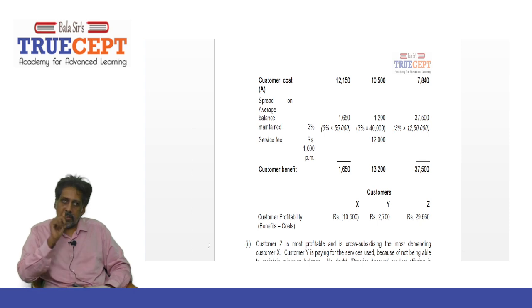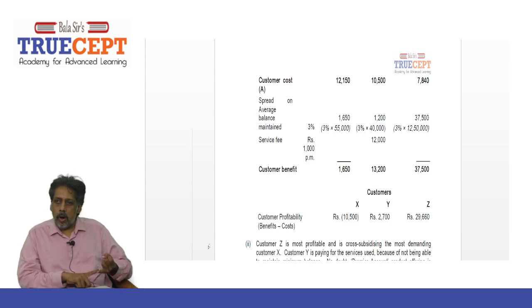Now, just see the next two lines. Spread on average balance maintained, 3%. Very simple. Apply 3% on 55,000, 1,650. 3% on 40,000, 1,200. And 3% on 12 lakh 50,000, 37,500.